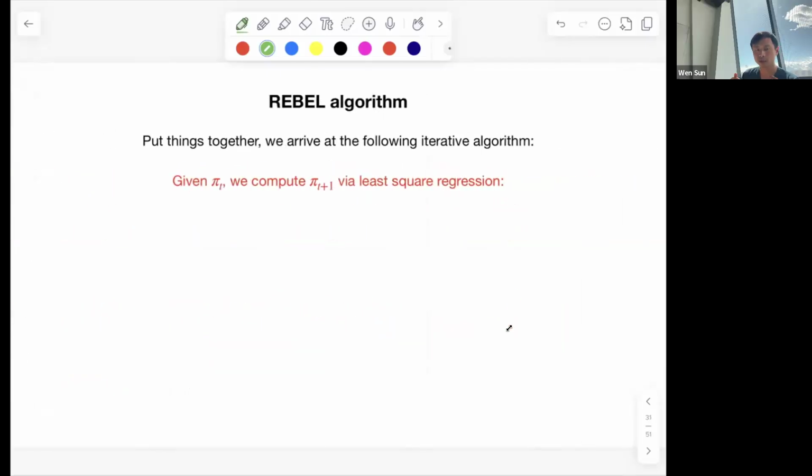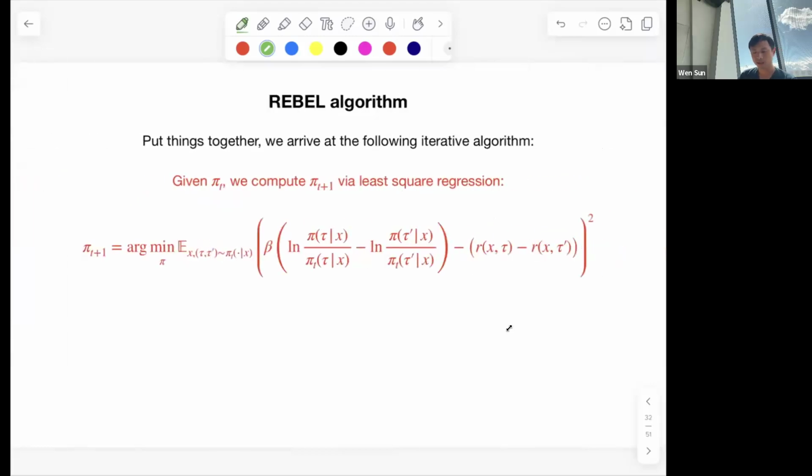Okay, so let's move on. Let's now put everything together into a runnable and implementable algorithm. Given pi t, the policy, the language model you have, we're going to compute pi t plus 1 via the following least square regression problem. We're just going to search for a new policy pi that minimizes the following regression problem.